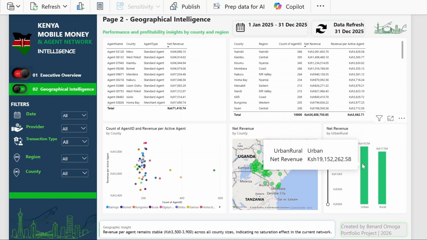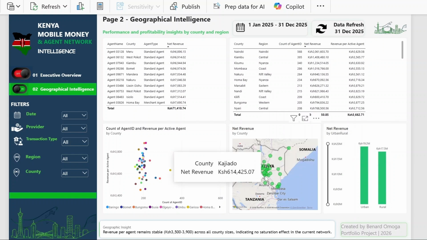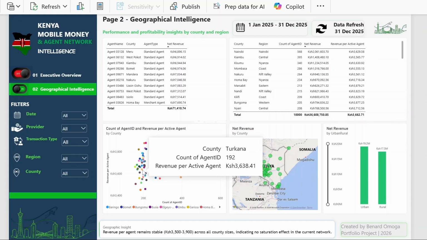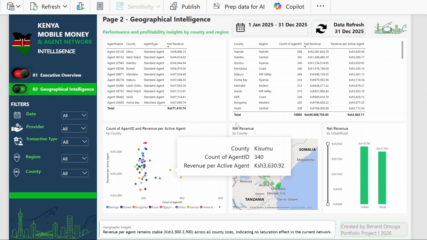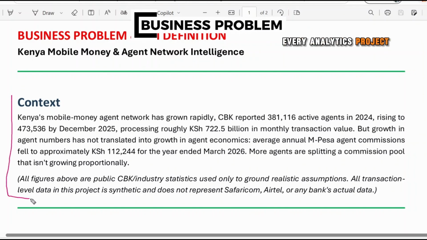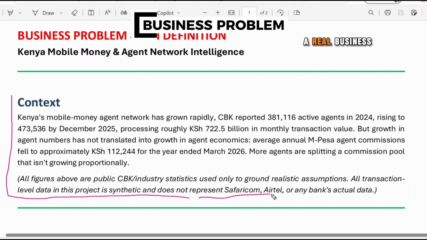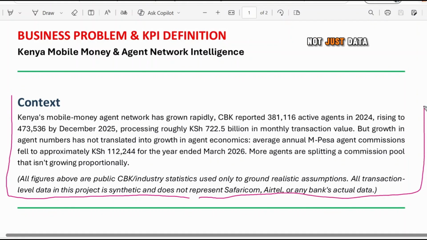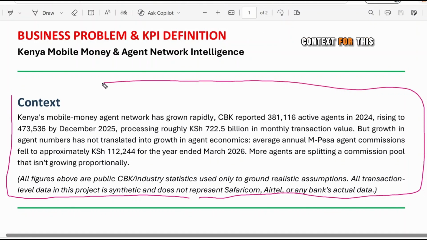In the next 10 minutes, I'm going to walk you through exactly how this was built, from the business problem through the data model, the code, the SQL analysis, and finally what the data actually revealed. Let's get into it. Every analytics project should start with a real business question, not just data. Here is the context for this one.